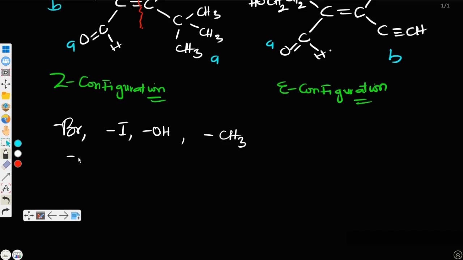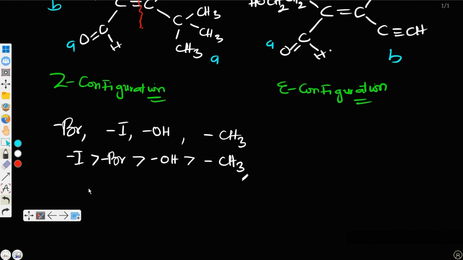So you can come here and say iodine is greater than, after iodine, the next one is what? Bromine, right? Which is greater than, the next one here is what? Oxygen, OH, which is of course greater than CH3. Are you getting it now? Because carbon is the lowest element here in the periodic table. Do you understand that?